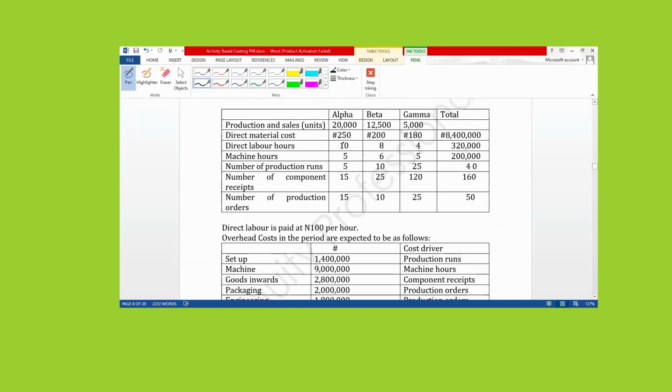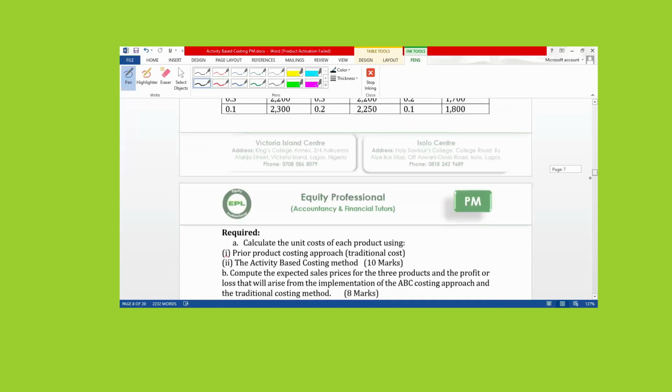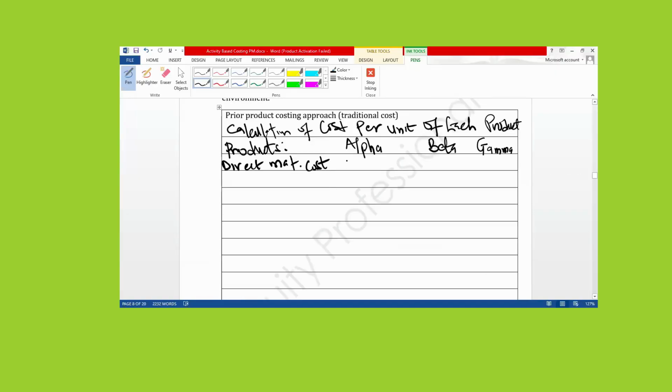Material cost, 250 naira, 200, and 180. Pick this. 250, 200, 180. Next, direct labor cost. Back to the question.